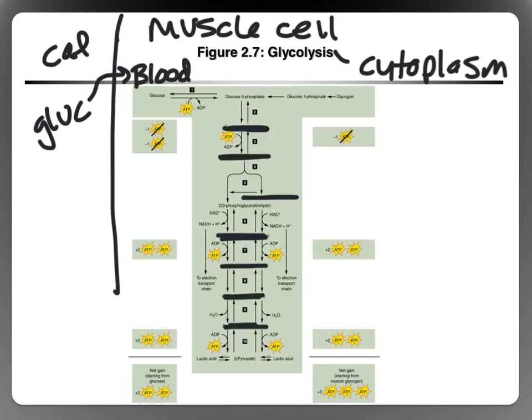Another substrate I want you to know is glycogen. And again, because we're in a muscle cell, this is muscle glycogen. We also have something called glucose 6 phosphate, glucose 1 phosphate, 3-phosphoglyceraldehyde, and there's 2 of them, pyruvate, and there's 2 of those, and lactic acid, and there's 2 of those. Okay, so we'll get to those in a minute.